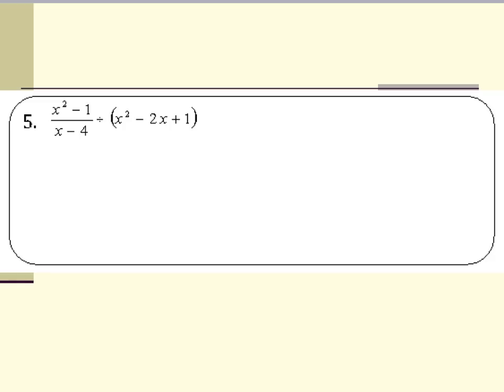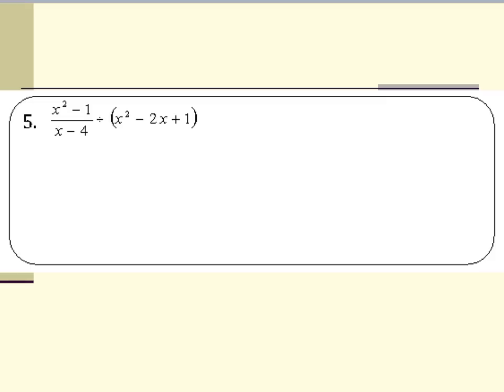Well, let's look at this one. Again, you've always got to check what's your sign in the middle. What's your sign here? It's division. So we need to do our three things. We need to flip the back fraction, change it to multiplying, we need to factor, and then we need to actually do our multiplying.